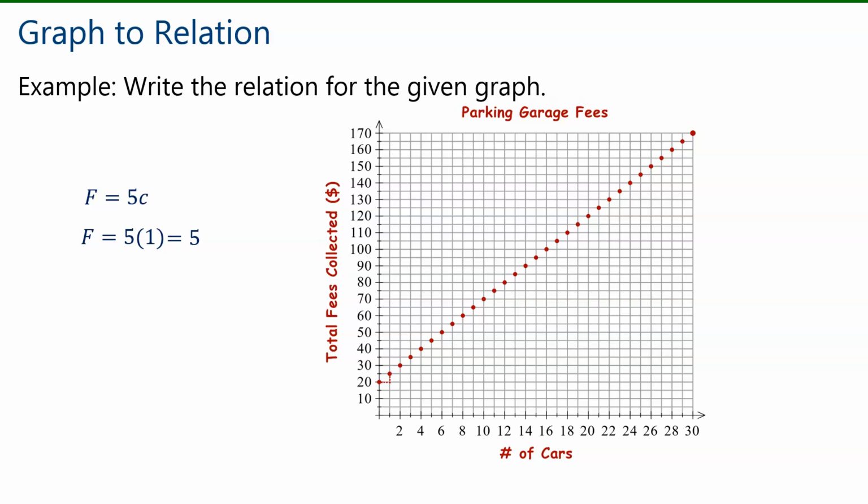Now what does the graph say my equation should equal? When the number of cars is 1, the fee should be $25. So I can go ahead and add 20 onto the equation, so I would get a value of 25. So F equals 5C plus 20 becomes our equation. So that's how you can write a relation if you don't have a table of values and you're just given the graph. You just need to consider what each block increases by on the horizontal and vertical axes.